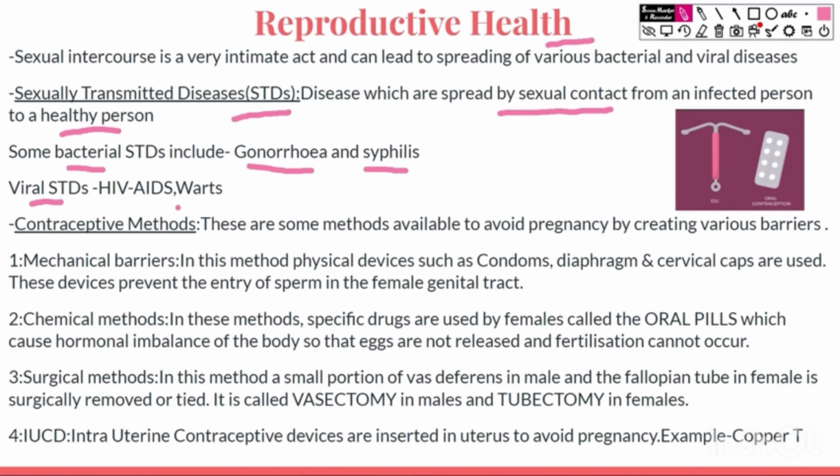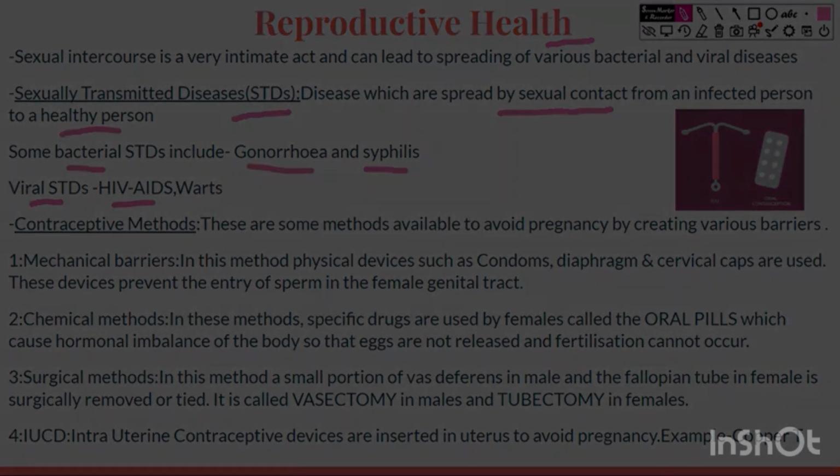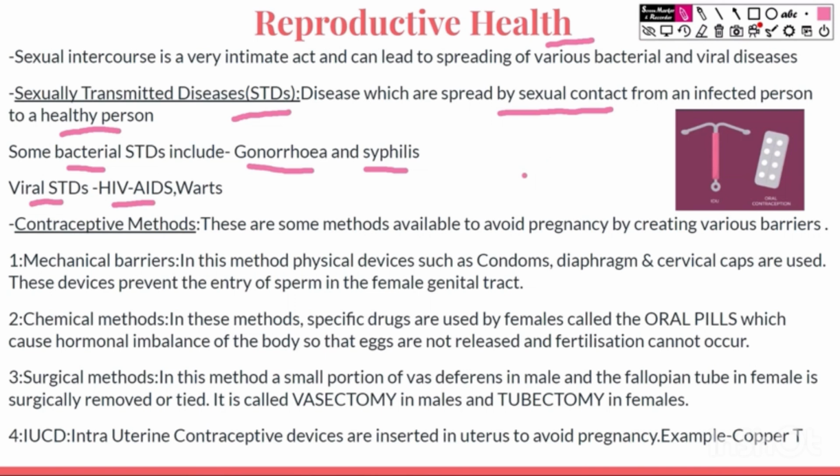Viral STDs include HIV AIDS. For the viral STDs, we have HIV AIDS, which is a very fatal and deadly viral disease. HIV is the human immunodeficiency virus, and it causes AIDS. We also have a viral disease called genital warts. This is also spread by sexual contact. All these are examples of various STDs which can be caused by bacteria as well as by different viruses.